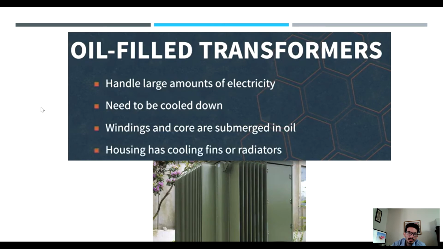Another type of transformer is the oil-filled transformer. And it's called oil-filled because instead of being a dry type transformer, it has oil or a fluid, like a non-polar fluid, inside the transformer to cool down the windings. So the key here is that it has a fluid. So let's see if I can write that. Yes, fluid to cool down, so for temperature purposes.